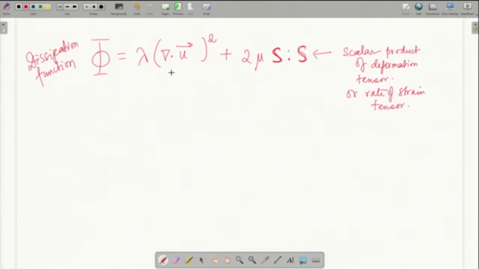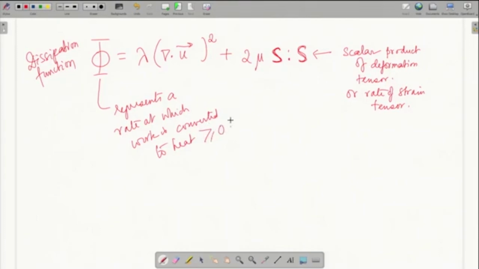And you always need to remember that this dissipation function represents a rate. It represents a rate at which work is converted to heat, and of course, it always is greater than or equal to 0.